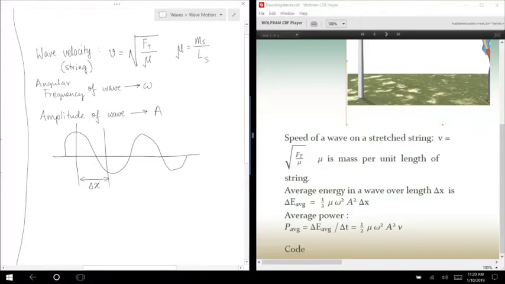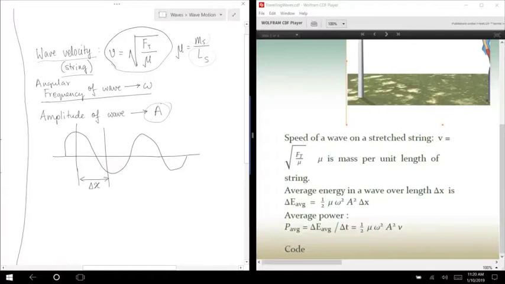Let's talk about a few more interesting quantities associated with waves on a string. Well, first we learned about wave velocity. So that is v equals square root of F_T over mu, where F_T is the string tension and mu is the mass per unit length. So mu is equal to the mass of the string divided by the length of the string, right? And then we learned about angular frequency of waves. Angular frequency of the waves is just represented by omega. Amplitude of a wave, which is A.